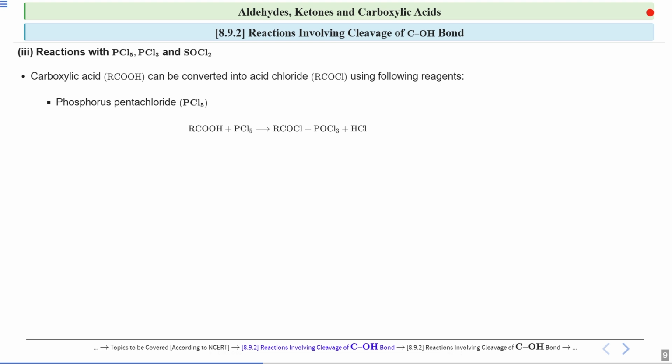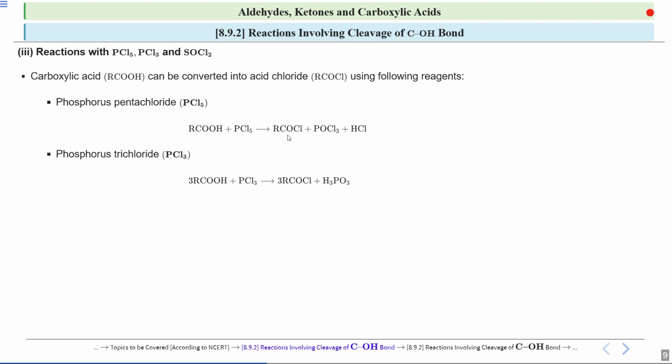If you look at this reaction with phosphorus pentachloride, which is PCl5, this reagent reacts with carboxylic acid to give acid chloride, which is RCOCl. So this reaction is represented as this carboxylic acid. When it reacts with PCl5, it gives RCOCl plus POCl3 and HCl. If you notice the byproducts, they include phosphorus oxychloride, which is POCl3, and hydrochloric acid, which is HCl. So this reaction is quite efficient for converting carboxylic acids to acid chlorides.